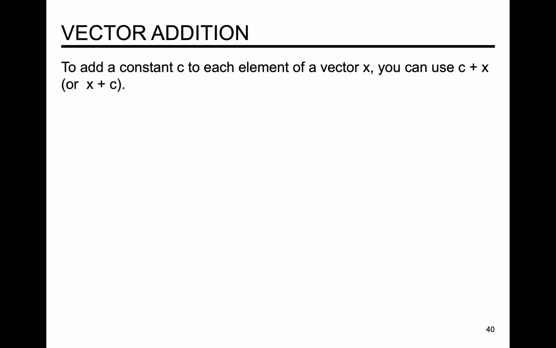Okay, let's talk about vector addition. To add a constant c to each element of a vector x, you can use c plus x, or you can use x plus c because addition is commutative. Let's look at an example. First, I assigned -1 to c, then created the vector x containing elements 0, 1, 1, 0, and then I typed c plus x, and as you can see, it just took each element of x and added -1.